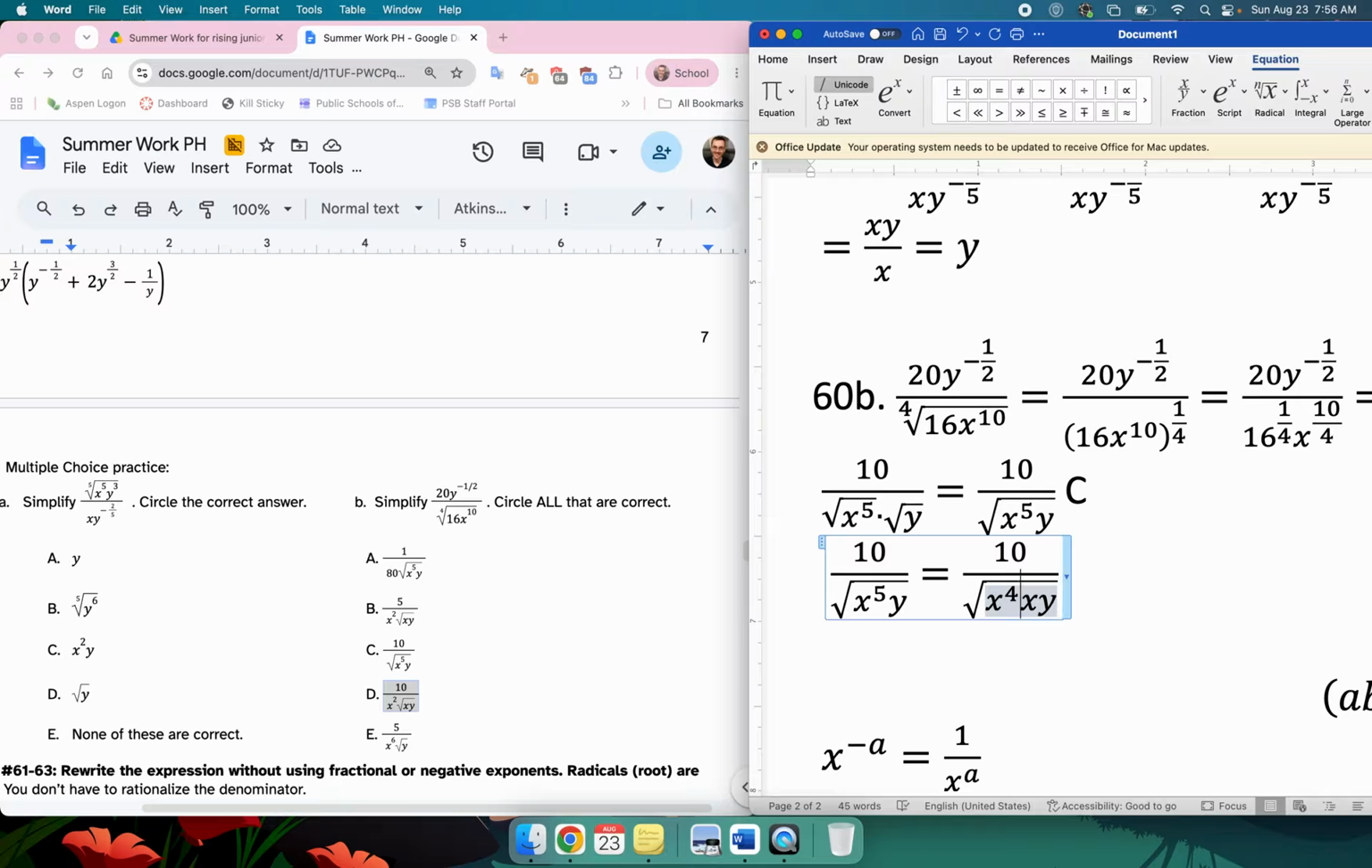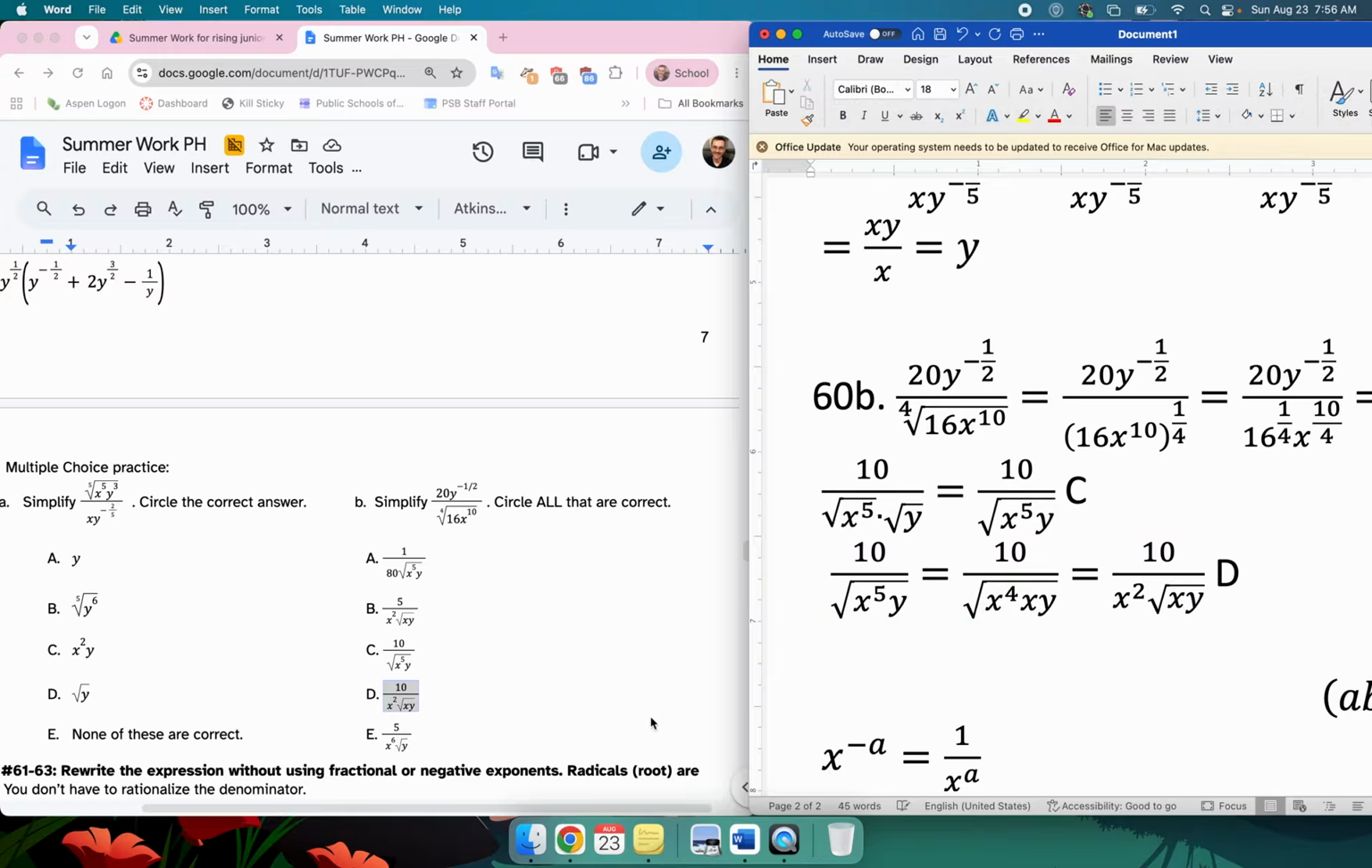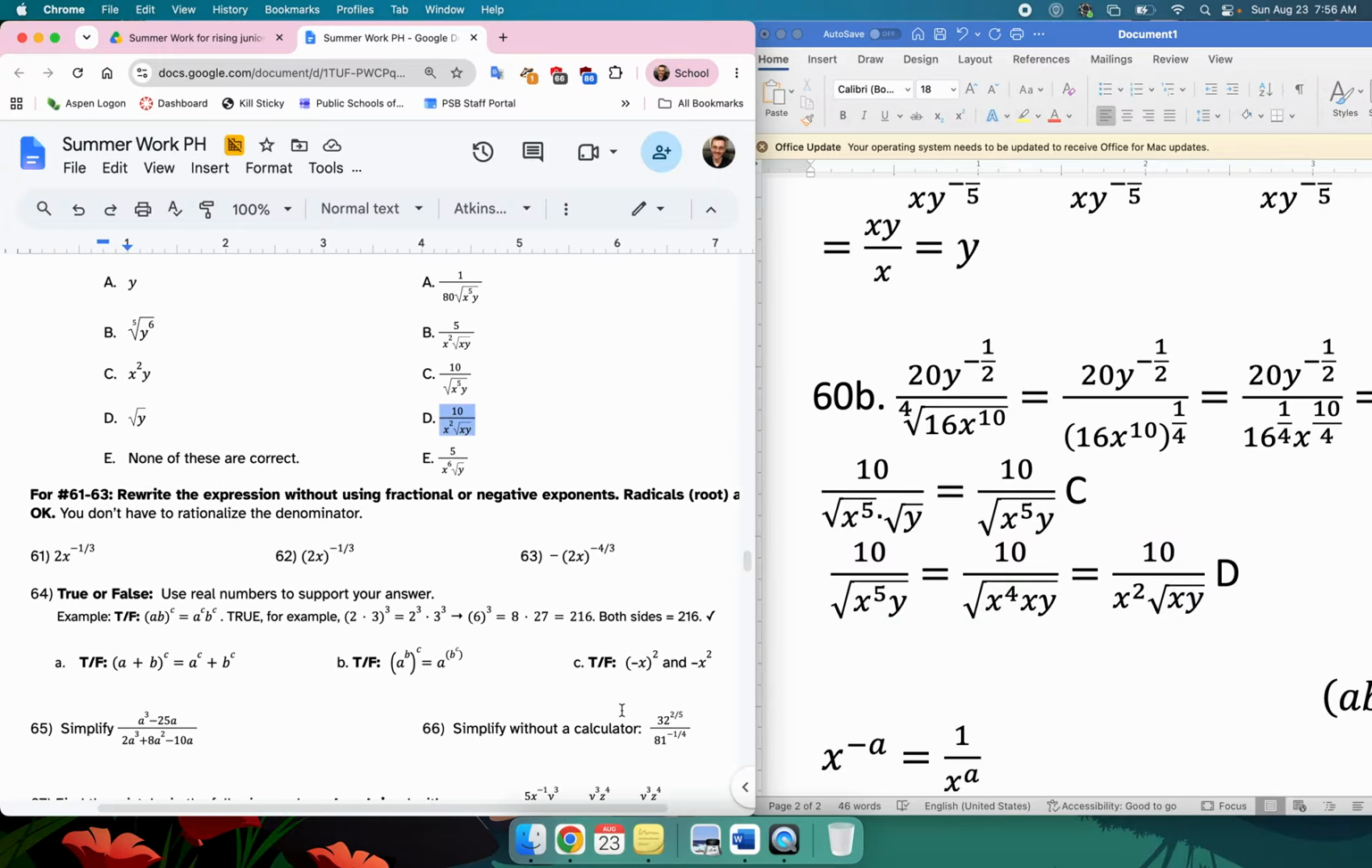Why would you rewrite it that way? The reason is that x to the 4th is a perfect square, which means I can pull it outside of the radical. Of course, when I do so, I have to take the square root of it. So when I take x to the 4th outside of the radical, I take the square root of it. What is the square root of x to the 4th? Well, it's x squared, right? If you square x squared, you would multiply the exponents and get 4. So that's equivalent to D. So it looks like C and D. Okay.